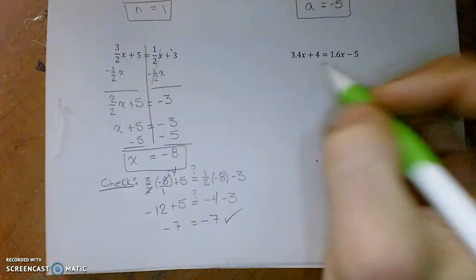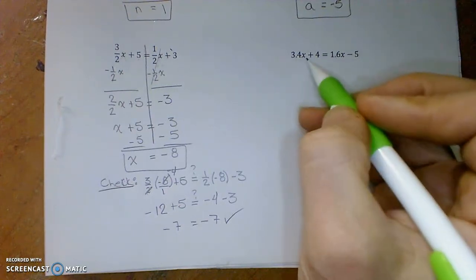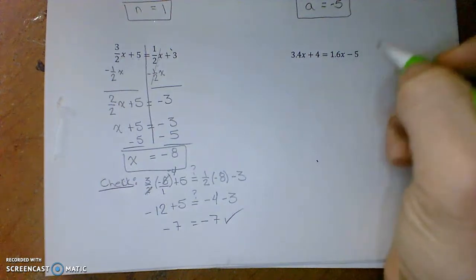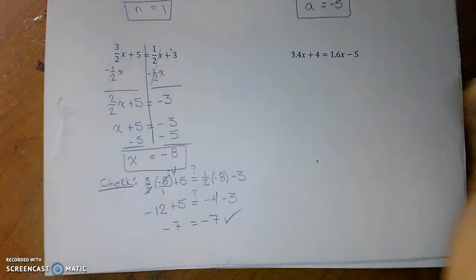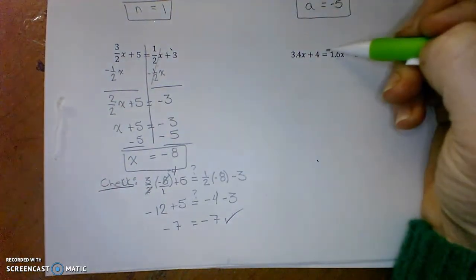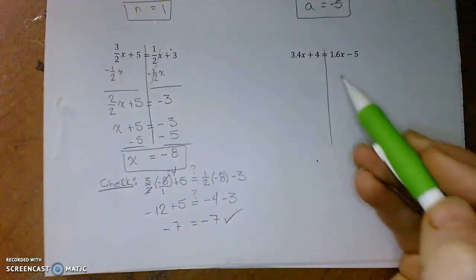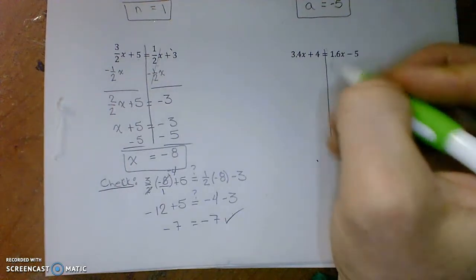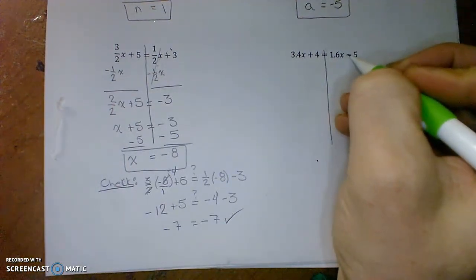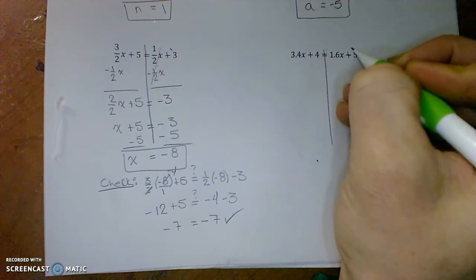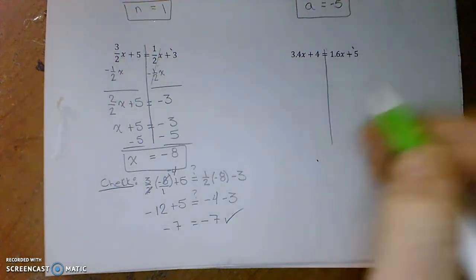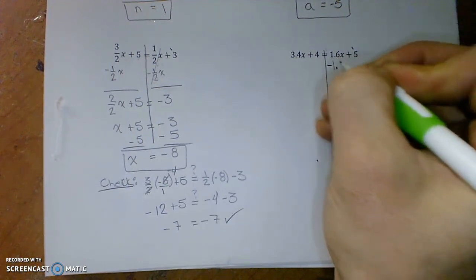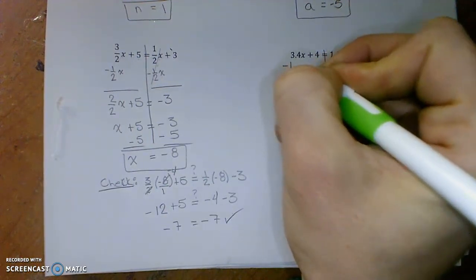All right, next problem. This one has decimals. 3.4x plus 4 equals 1.6x minus 5. I will do what I've done in the past. I want to move all the x terms to one side of the equation. So I'll undo this addition. Again, remember, you can think of subtraction as really like plus a negative 5. Undo the addition by adding the opposite, or subtracting 1.6x from both sides.